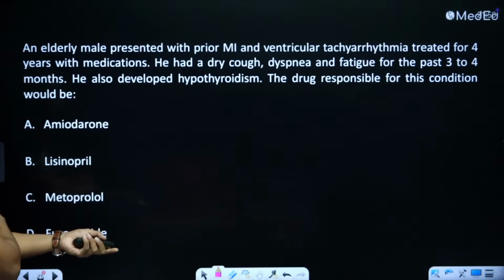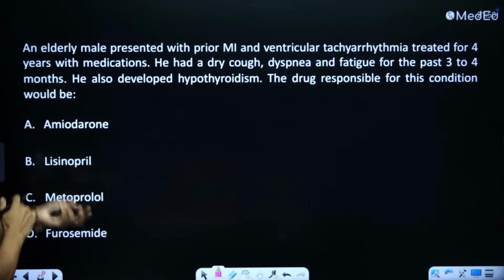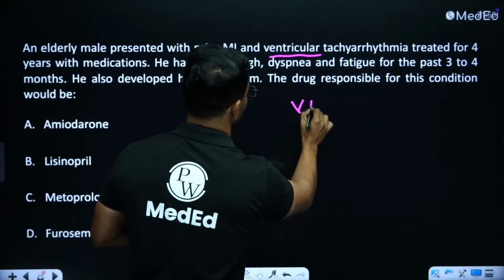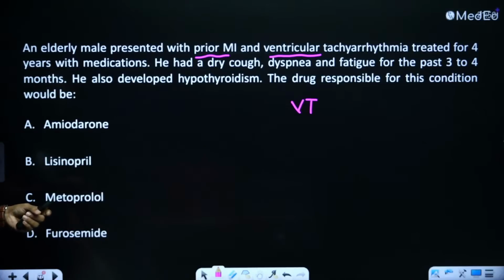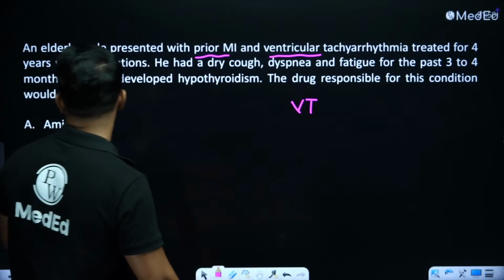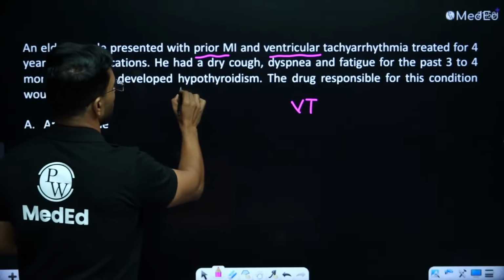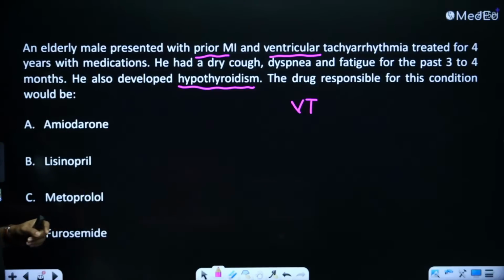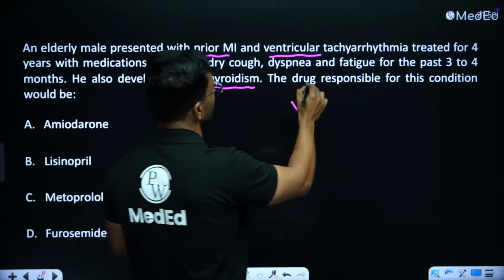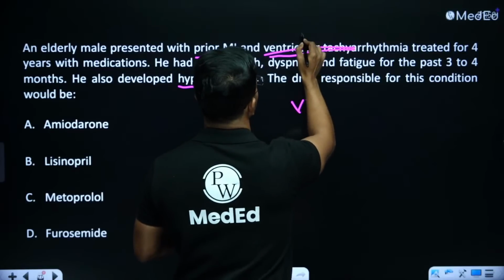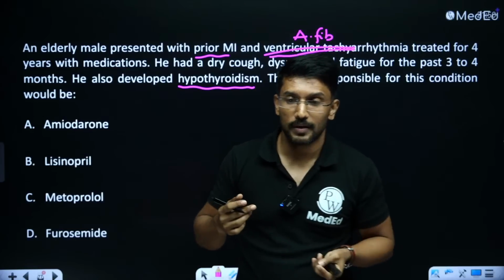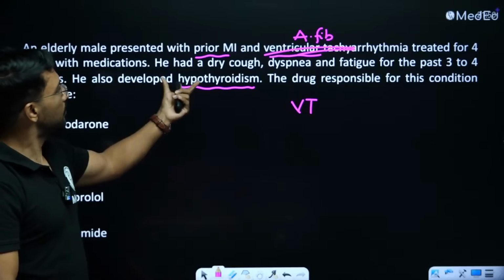Okay. Now here's the next question. An elderly male, a known case of prior MI, presented with ventricular tachyarrhythmia. So we are dealing with a case of VT, treated for 4 years with medications. Okay, a bit strange. He had dry cough, dyspnea and fatigue for the past 3 to 4 months. He also developed hypothyroidism. Which drug would be responsible for this condition? Okay, so ideally I wouldn't have framed it as ventricular tachycardia, rather I would have called it, let us say, AFib. Because if you are having recurrent attacks of VT, treating with antiarrhythmics is not a good choice.